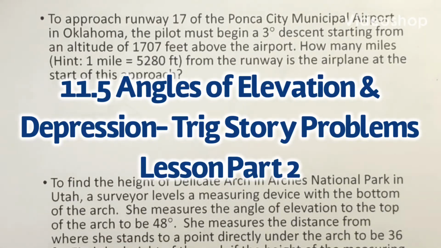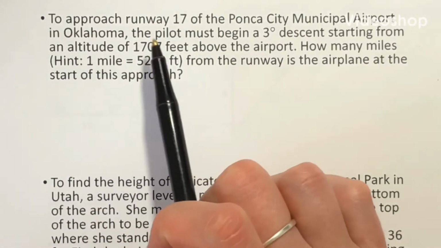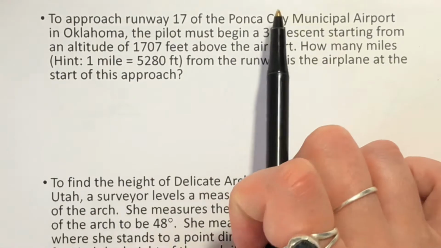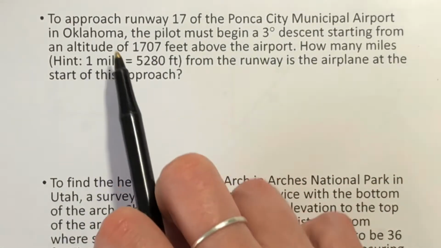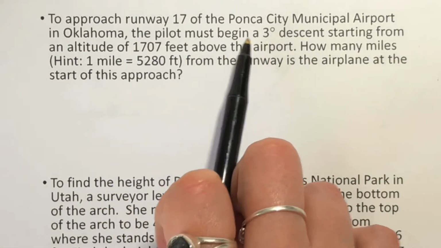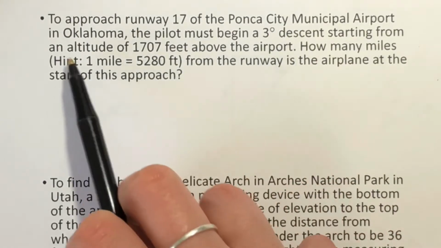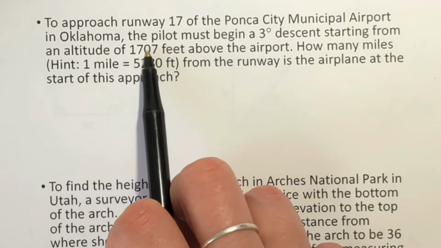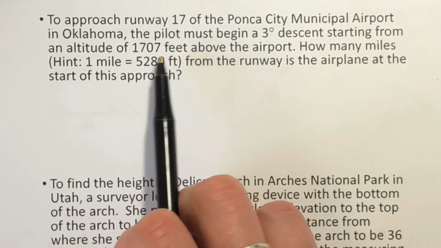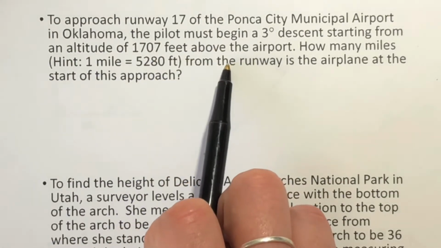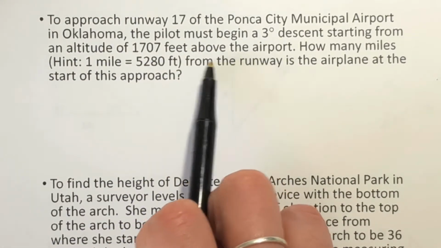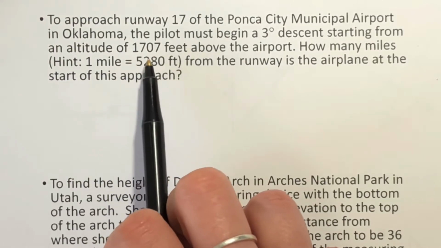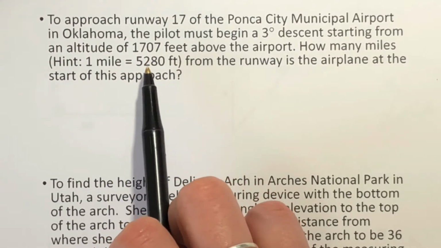Here, next example says to approach runway 17 of the Ponca City Municipal Airport in Oklahoma, the pilot must begin a 3-degree descent starting from an altitude of 1,707 feet above the airport. How many miles from their runway is the airplane at the start of this approach? And they gave us a hint that 1 mile is 5,280 feet.